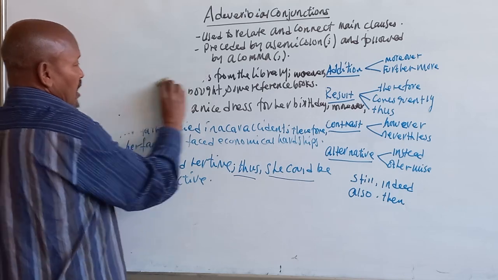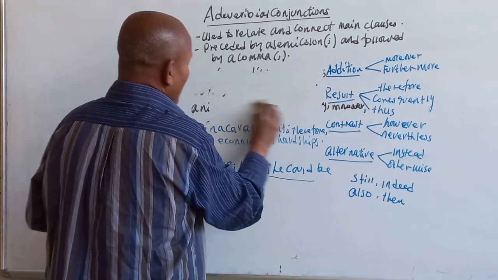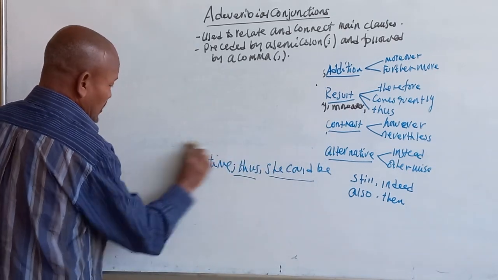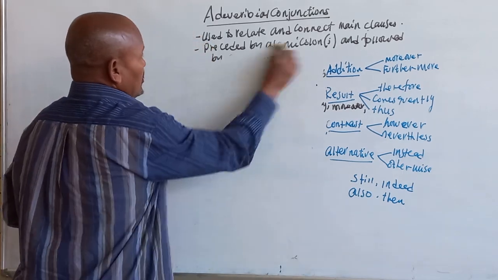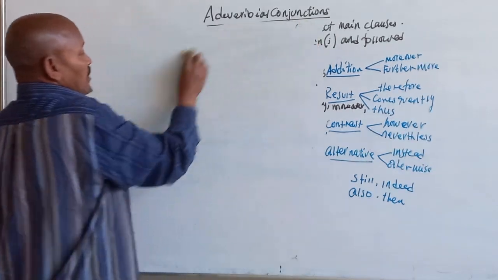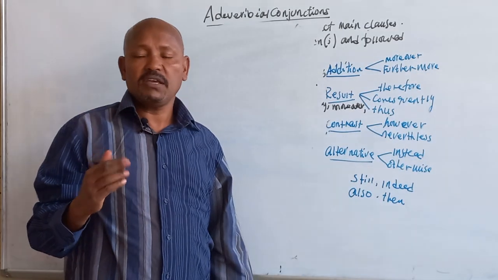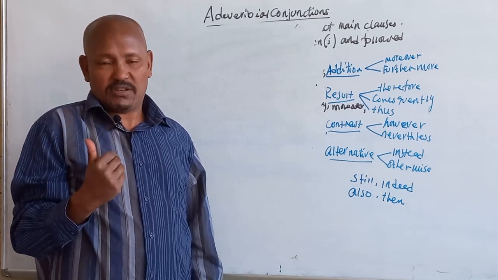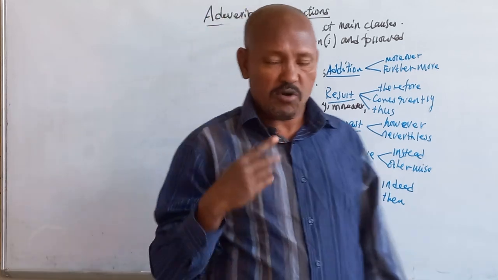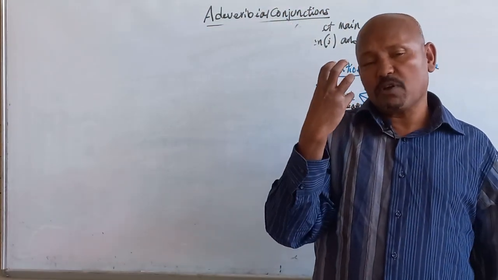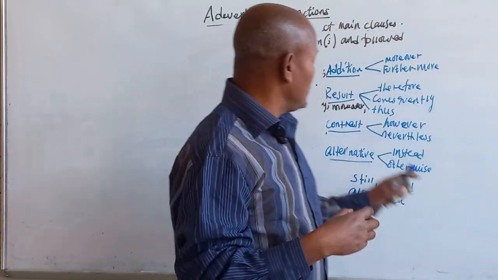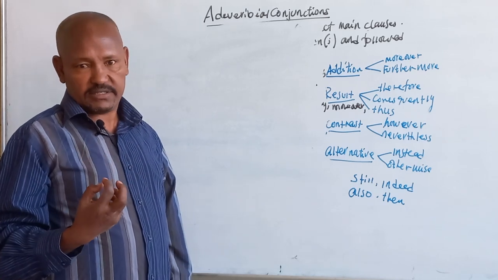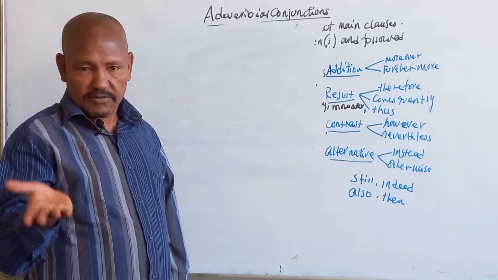The third kind of adverbial conjunction is contrast conjunctions. Contrast conjunctions means the idea of the second contrasts or opposes the first one. Right? However and nevertheless.